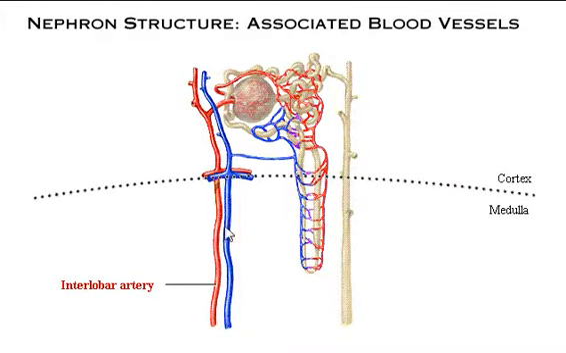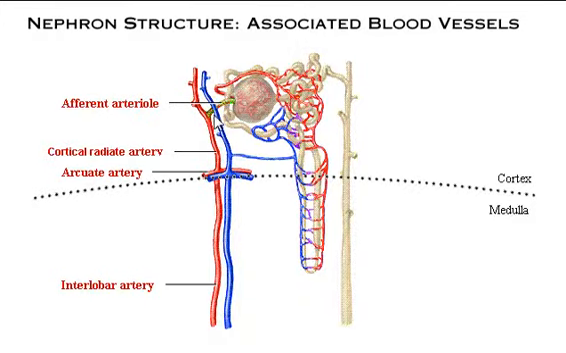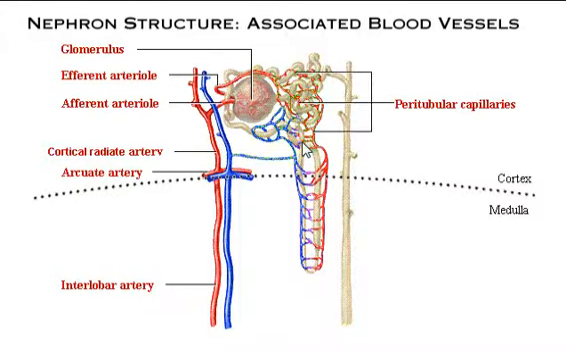Here are the interlobar arteries, the arcuate arteries, the small cortical radiate arteries, and the still smaller afferent arterioles, which empty into a capillary bed called the glomerulus. Leading away from the glomerulus is the efferent arteriole. Notice that the afferent arteriole is larger in diameter than the efferent arteriole. Blood passes from the efferent arteriole into the peritubular capillaries and vasa recta.